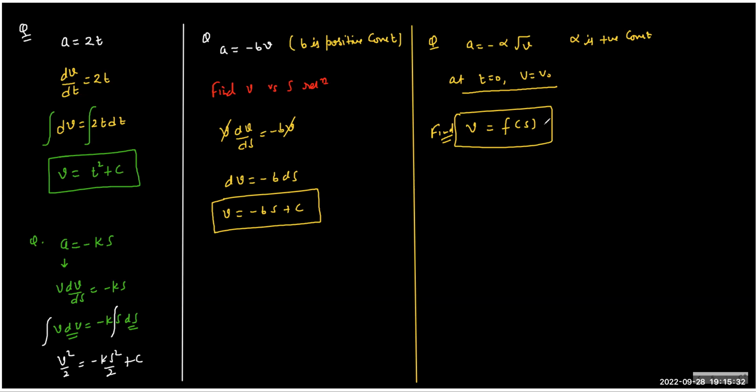So is the answer 2V to the power 3 by 2 by 3 equals to minus alpha into S? Maybe. I will just check. No, the V power 2 by 3 will not come. Something simple will come. Yeah, no, it will come. Correct. So tell me the answer, what you're getting. That is the right answer. Just 2V to the power 3 by 2.